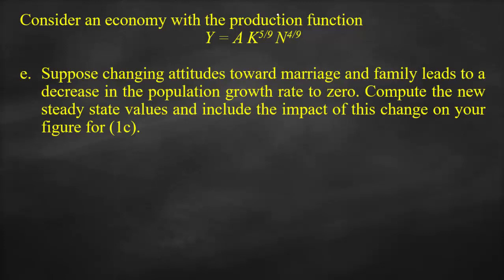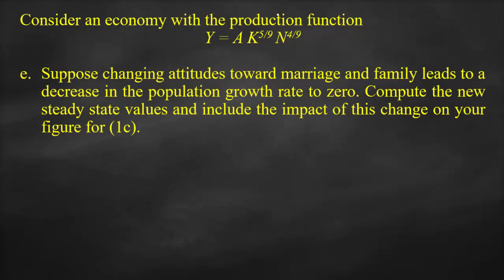Let's move to the next part. Suppose changing attitudes toward marriage and family leads to a decrease in the population growth rate to 0. So now our little n will be 0. Compute the new steady state values and include impact of this change on your figures for 1c.